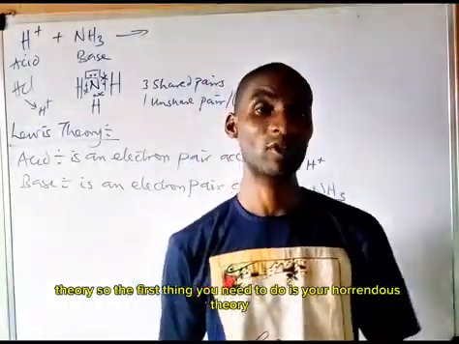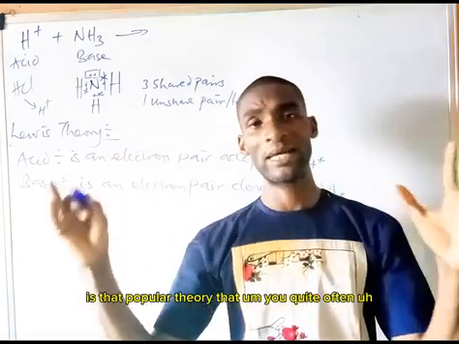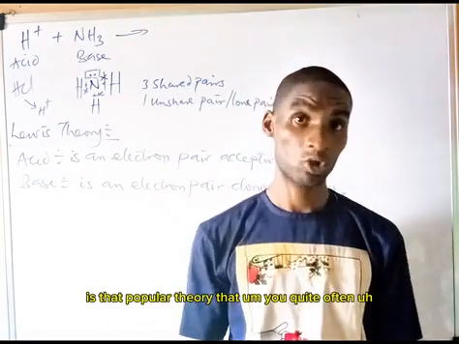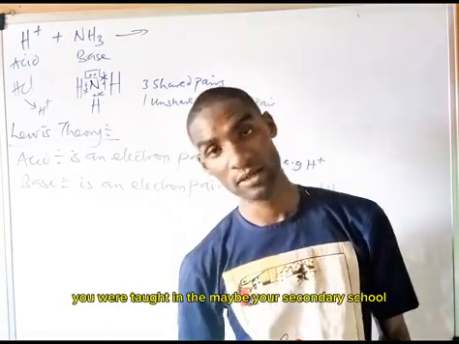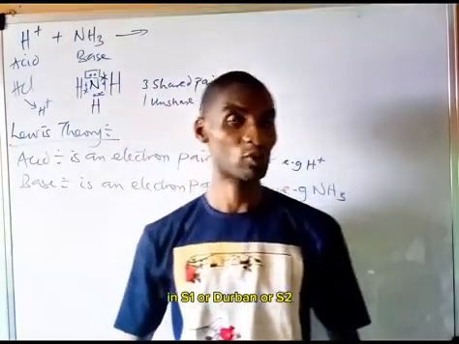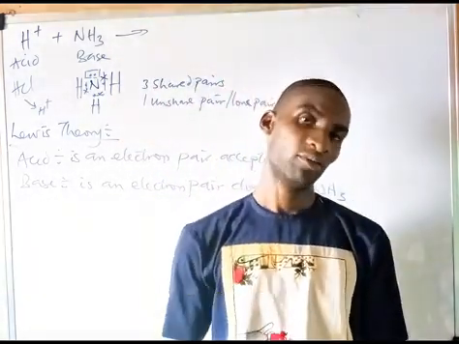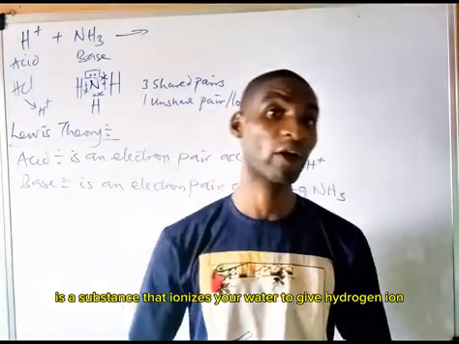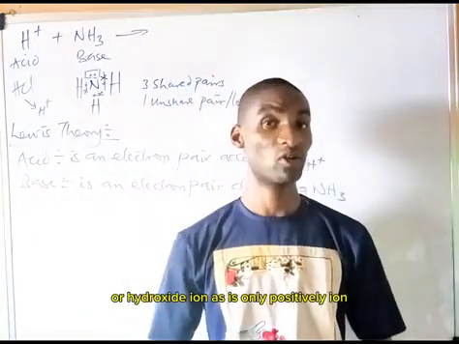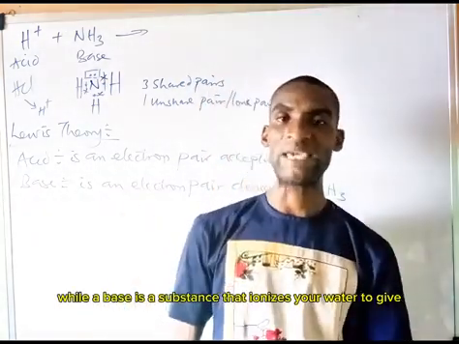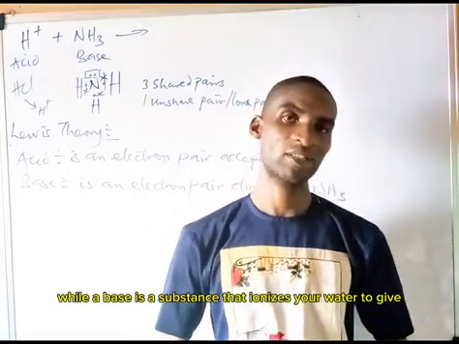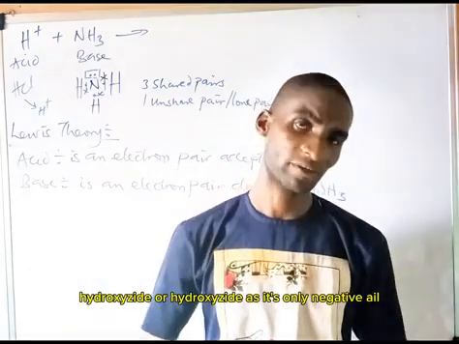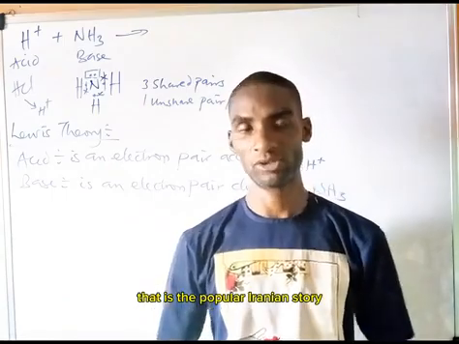So the first thing you need to do is your Arrhenius theory, that popular theory you were quite often taught maybe in your secondary school in SS1 or thereabout, or SS2, which is: an acid is a substance that ionizes in water to give hydrogen ion or hydronium ion as its only positive ion, while a base is a substance that ionizes in water to give hydroxyl ion or hydroxide ion as its only negative ion. That is the popular Arrhenius theory.